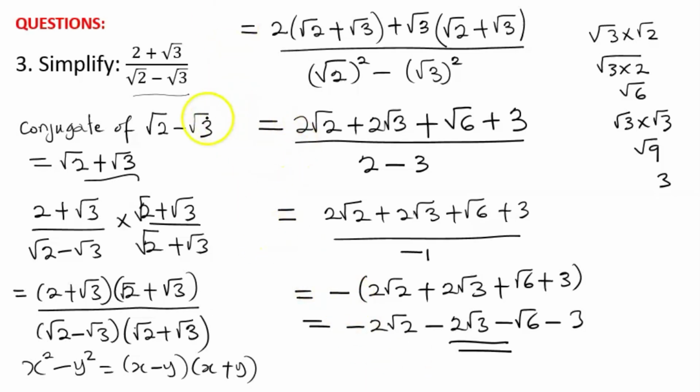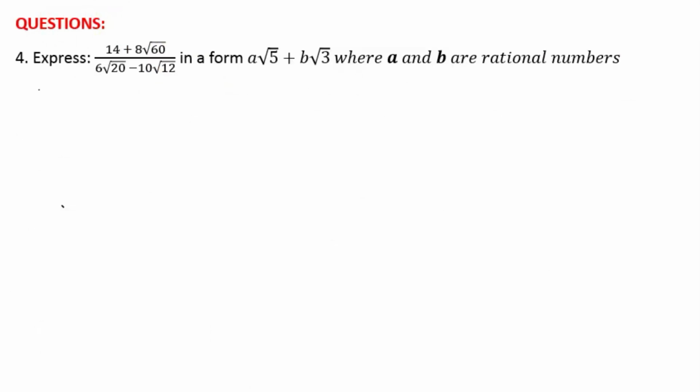All right, thanks for watching. Let's just go to question 4 now, as we round up this particular session. All right, this is question 4. In this question, we are asked to express 14 plus 8 root 60 divided by 6 root 20 minus 10 root 12 in the form a root 5 plus b root 3, where a and b are rational numbers.